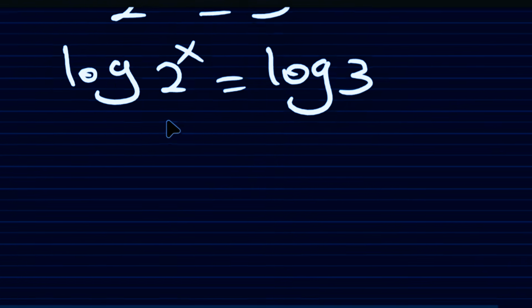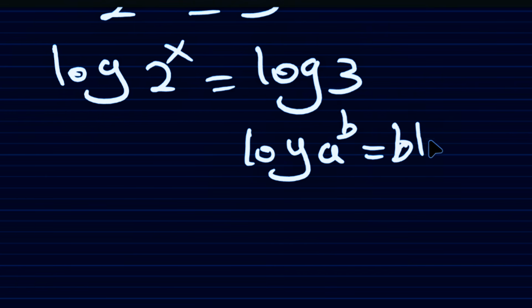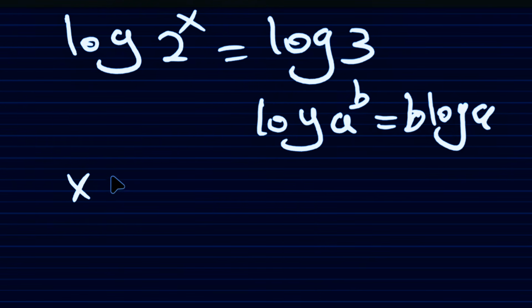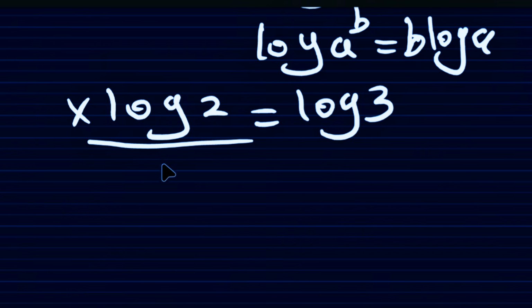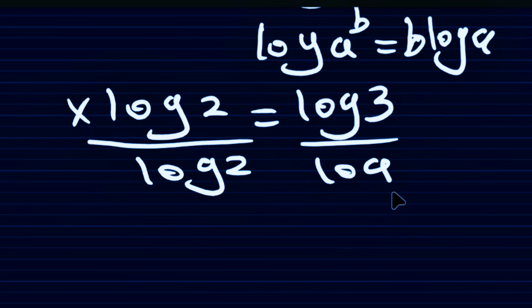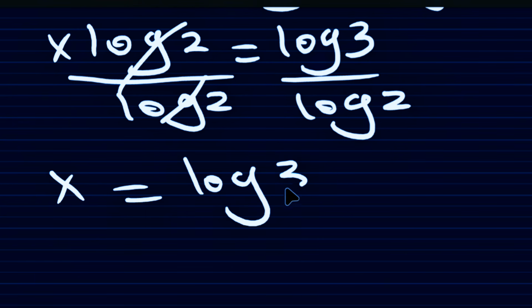So from here, we apply this log rule: if you have log a^b, this equals b log a. If we apply that rule, we are going to have x log 2 equal to log 3. So from here, we are going to divide both sides of the equation by log 2. This log 2 will cancel out this log 2, and we have x equal to log 3 divided by log 2.